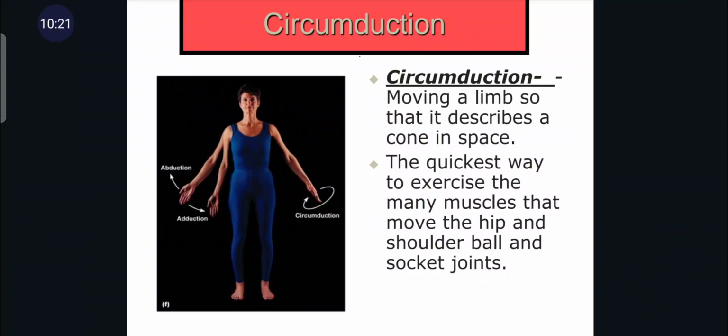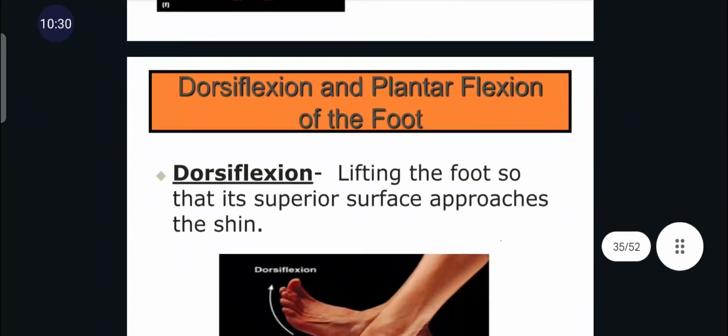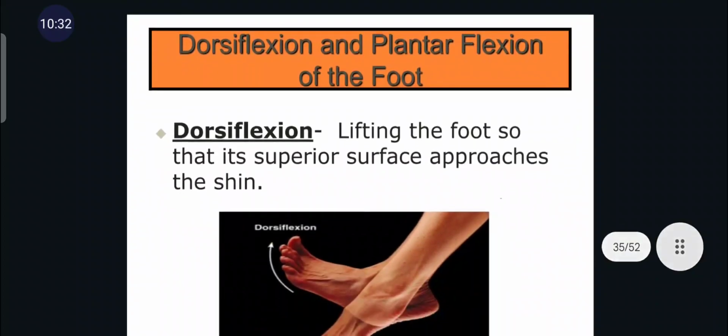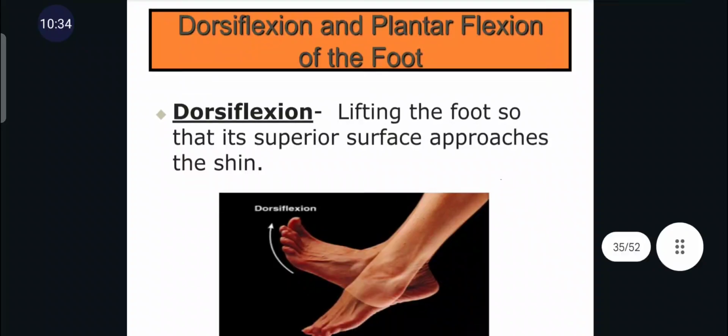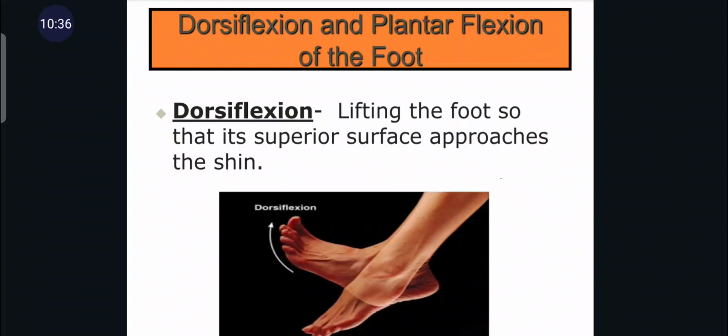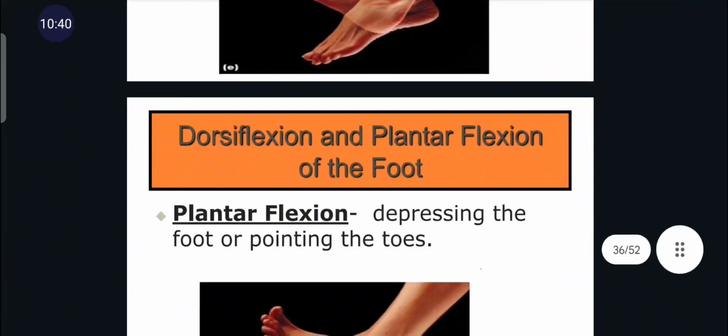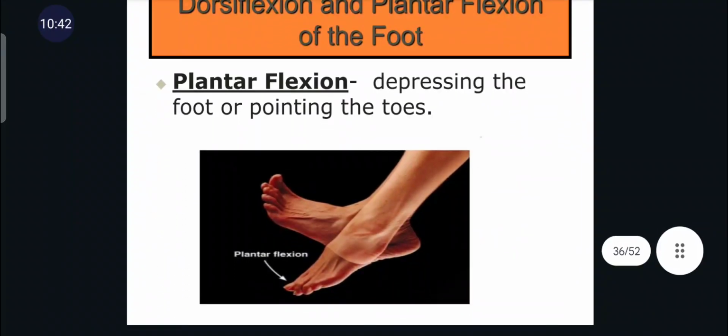Circumduction is moving the limb so that it describes a cone in space. It is the quickest way to exercise many of the muscles that move the hip and shoulder, which are ball and socket joints. That is circumduction. Dorsiflexion and plantar flexion of the foot. Dorsiflexion is lifting the foot so that its superior surface approaches the shin. Plantar flexion means depressing the foot or pointing the toes.